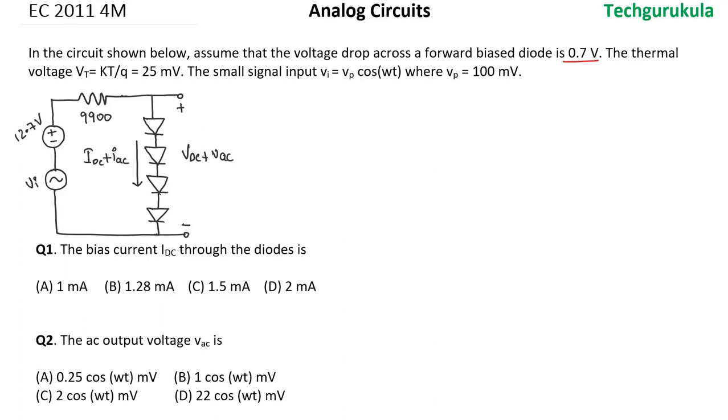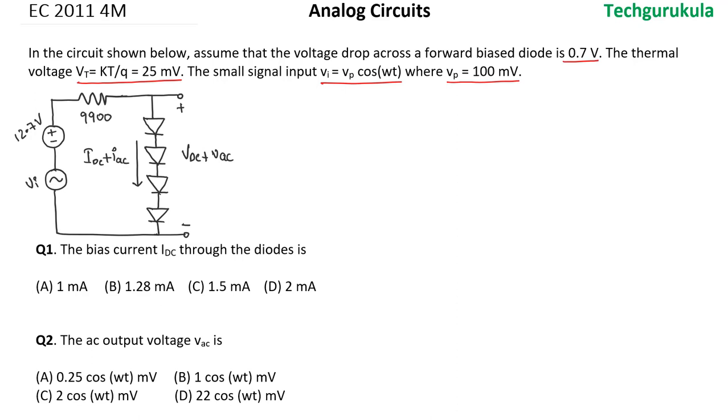The thermal voltage Vt equal to kT by q is 25 millivolts. The small signal input Vi is equal to Vp cos omega t, where Vp is given as 100 millivolts. Now the first question is the bias current IDC through the diodes is.